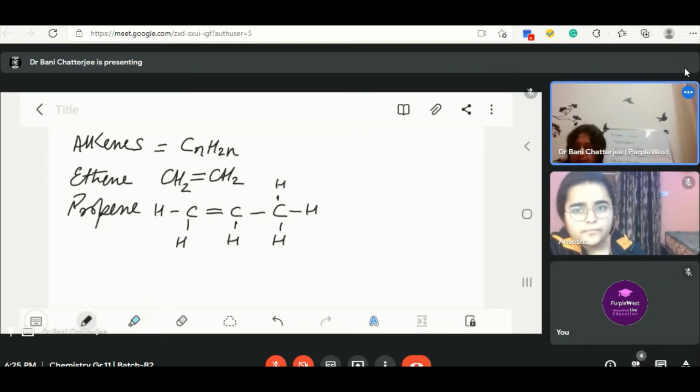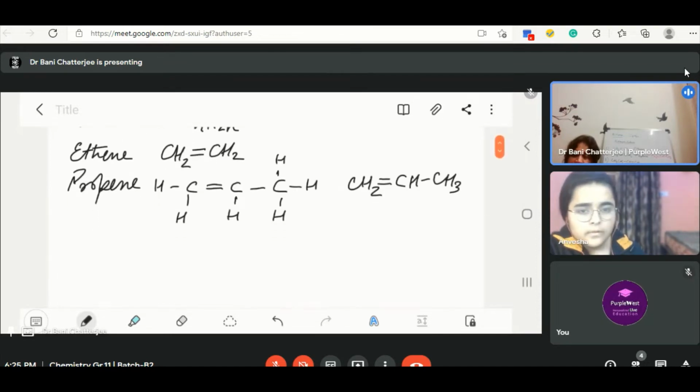So this is our propene. If I compile and write, what we are going to get? CH2 double bond CH CH3. So this is propene. Clear, Anvesha? Yes, ma'am. Now next is butene.